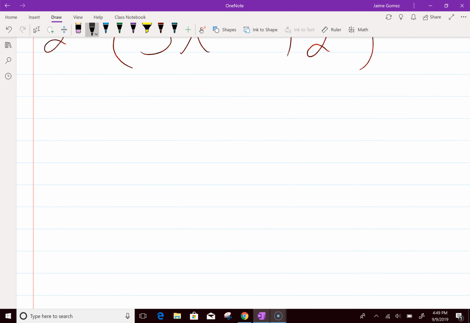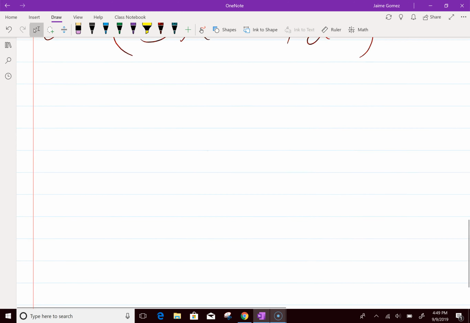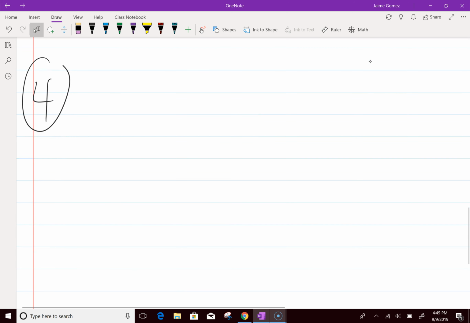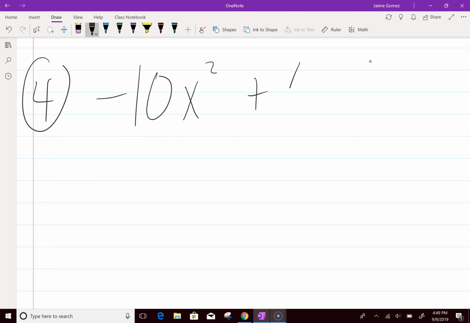Now, are they always that simple? No. We're getting to the big boy questions now. They're not that hard yet. Let's try negative 10x squared plus 60x.